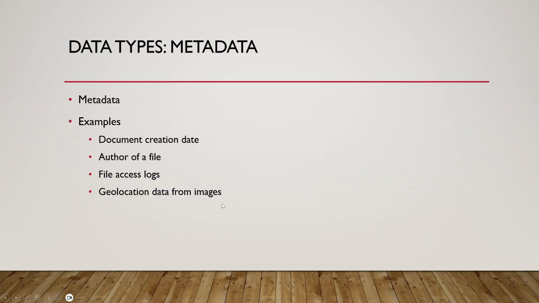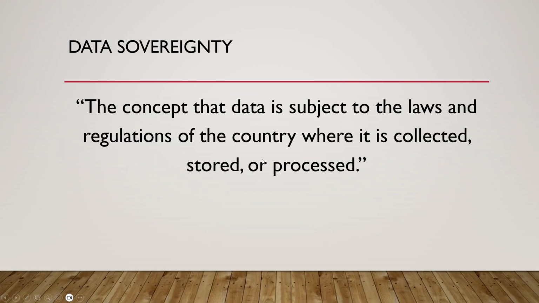Next, we have metadata. Metadata is all about other data, really trying to provide context, like how, when, or by whom the data was created, accessed, or modified. Metadata is not always sensitive, but it is sometimes data that we need to make sure that we protect. Examples of metadata would be when a document was created, who created a file, file access logs, and maybe even geolocation data from when an image was taken. So we can anonymize this data, protect the access logs, and do our due diligence to make sure that this data is protected.